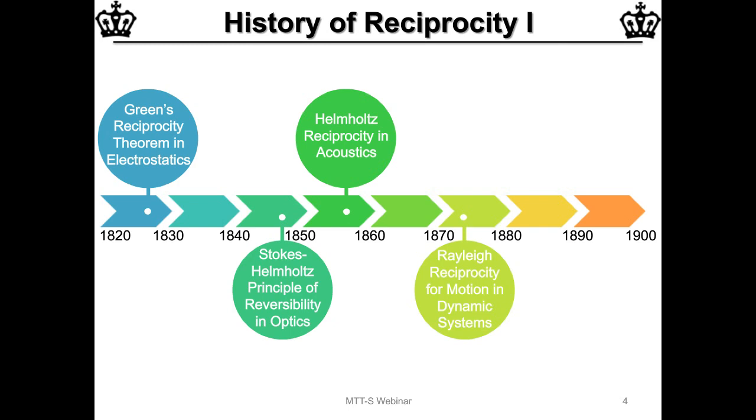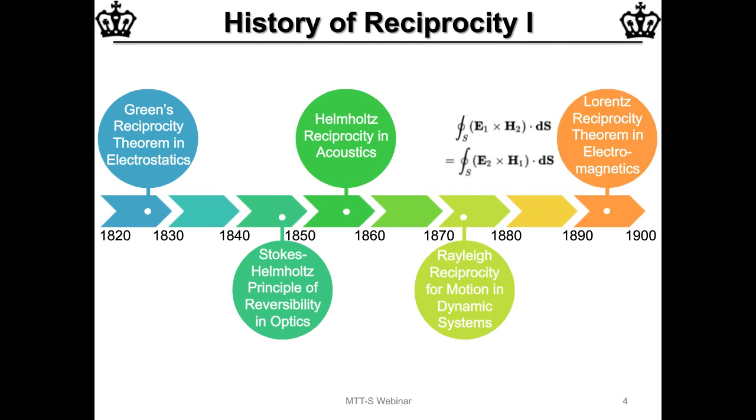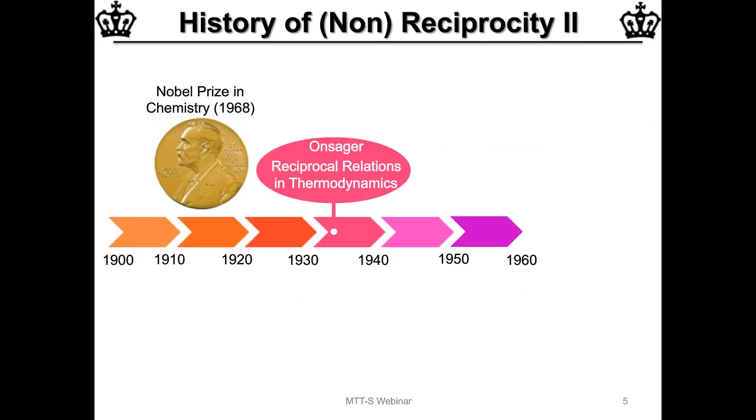And then Rayleigh wrote down the reciprocity relations for motion in dynamical systems in the 1870s. And in the 1890s, Lorentz wrote down the reciprocity theorem for electromagnetics in the form in which we use it today, which is shown on this slide. And similarly, you had reciprocity relations for thermodynamics in the 1930s, which won the Nobel Prize in chemistry.